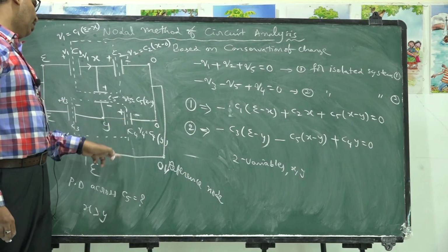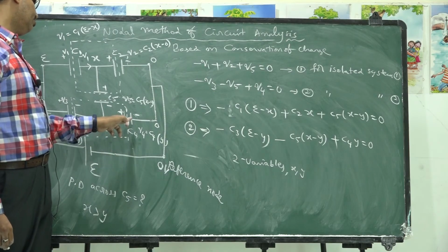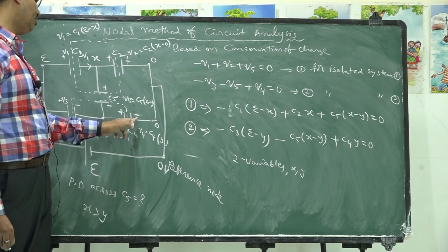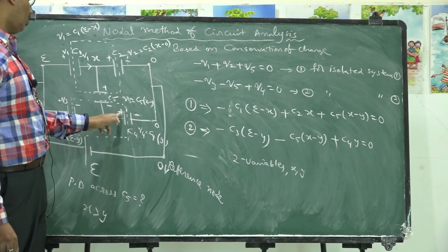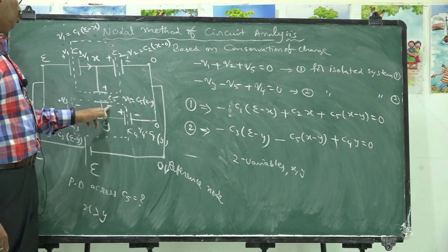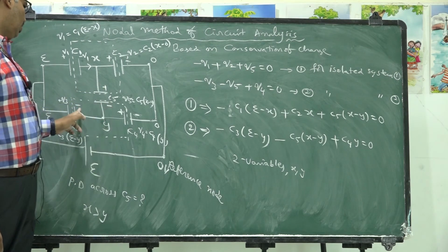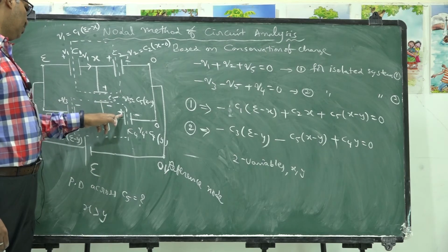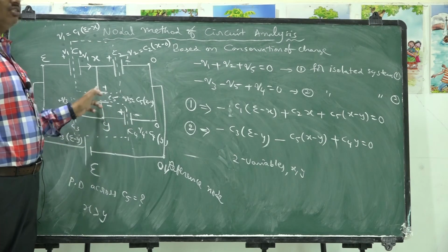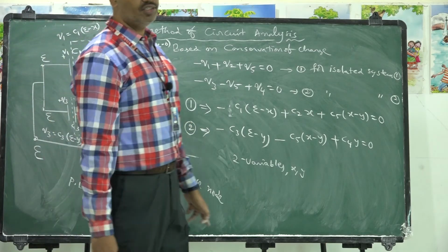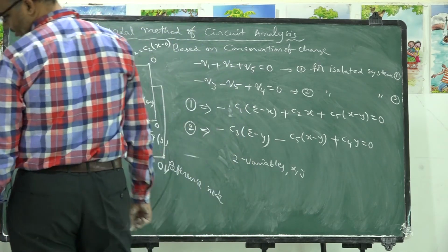Now, as per the isolated system, the potential over here is negative, potential over here is positive, and over here, as it is positive, it is negative. So as it is negative, it must be positive to keep the charge conserved. So by solving these equations, you will get the result.